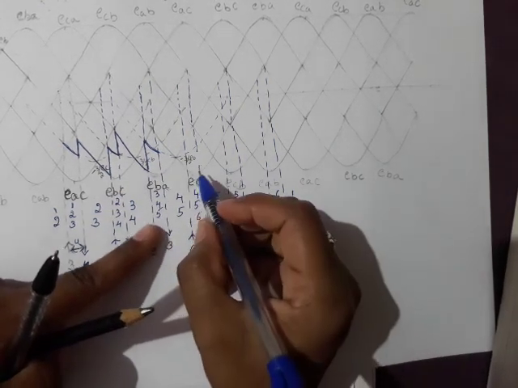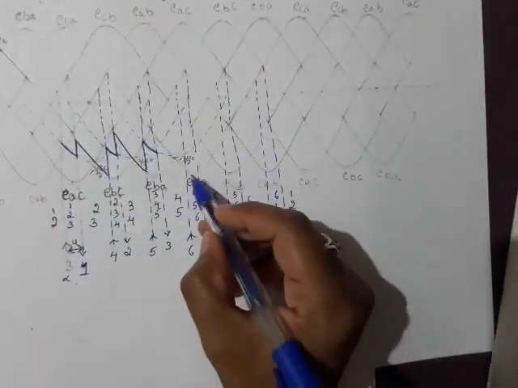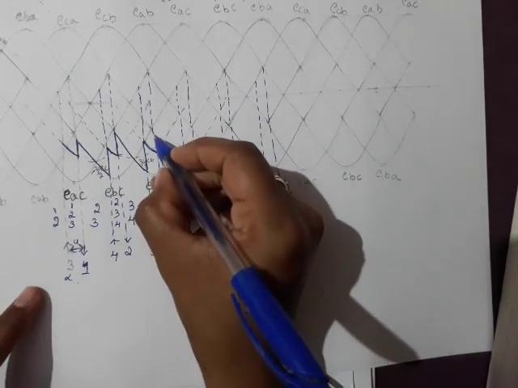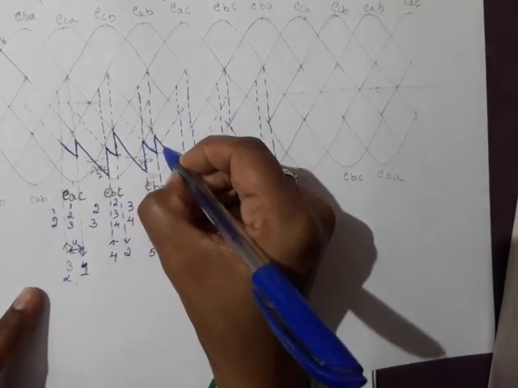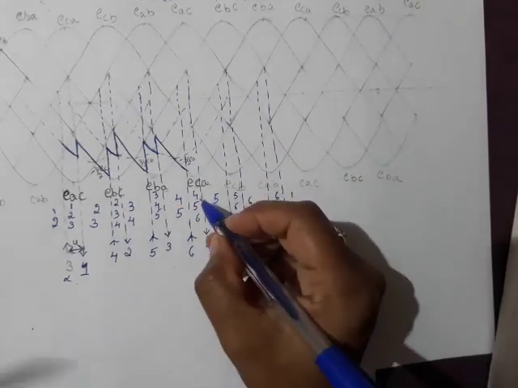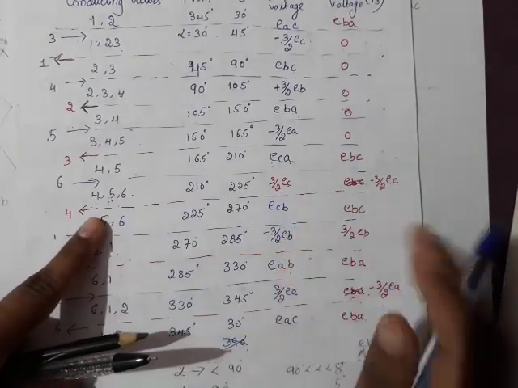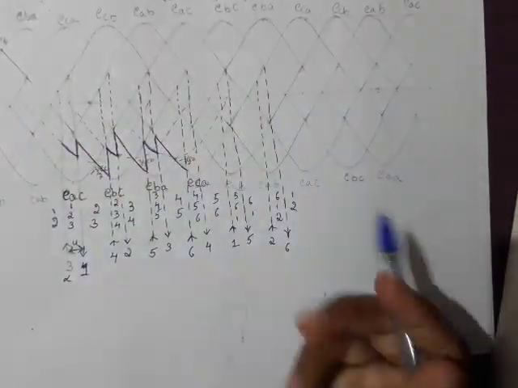Okay. Then when valve number 4 and 5 is conducting, line voltage ECA. It has to follow line voltage ECA. Anyway, we have here. So it will fall there and it will continue to conduct. Okay. Then 1, 4, 5, 6 conducting. So 4, 5, 6 it is 3 by 2 times of EC.